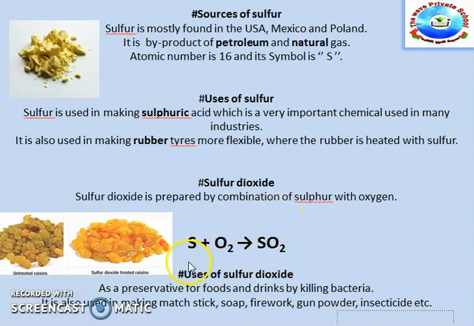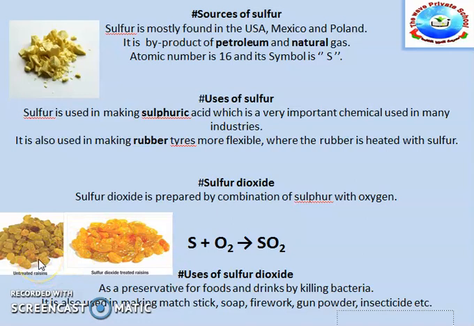Let us see what the uses of sulfur dioxide are. Sulfur dioxide is used as a preservative for foods and drinks by killing bacteria. So students, you can see these 2 images. What is the difference in these 2 images? In one image there are raisins. Raisins are a dry fruit. Okay? So this looks dull and it looks old also. But in the second image you can see they look so fresh.